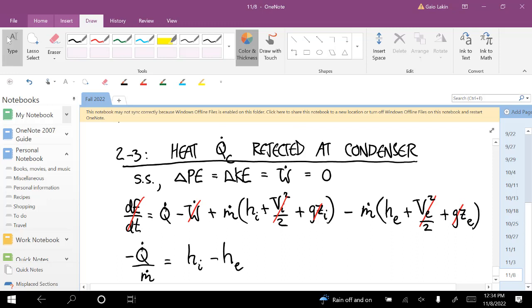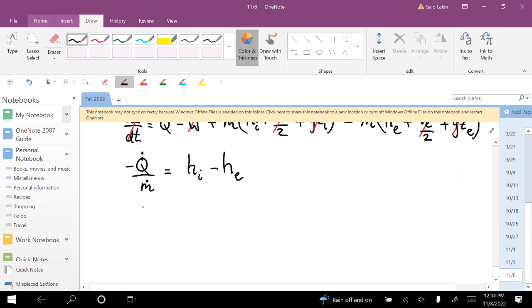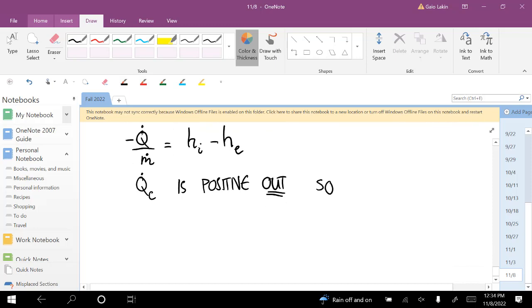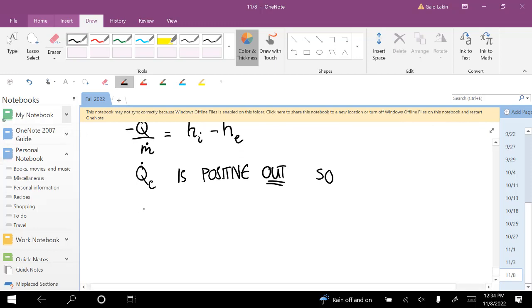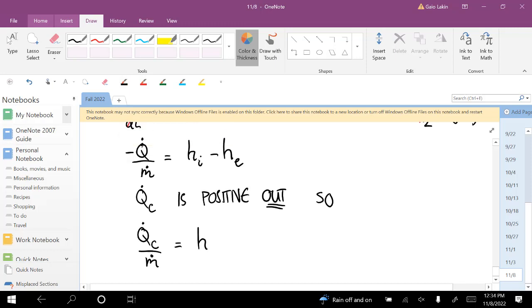Well, in this case, heat's being rejected. So a positive value of QC dot is going to be negative according to the sign convention of the first law, right? So QC dot is positive if it's going out. So I'll rewrite this as positive QC dot over m dot is equal to h2 minus h3.